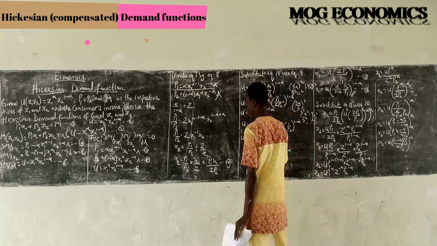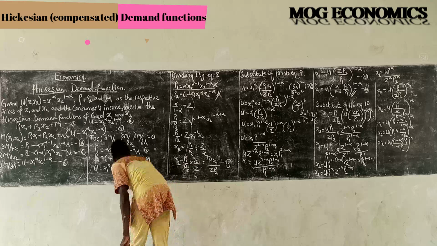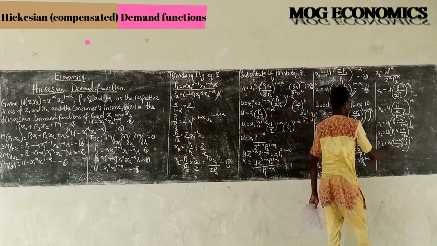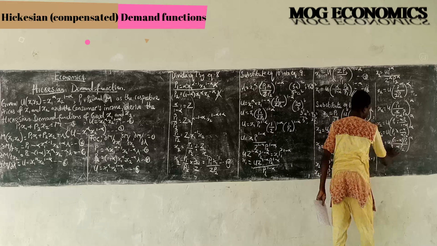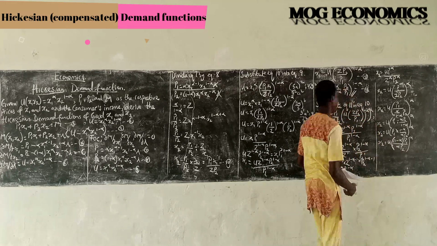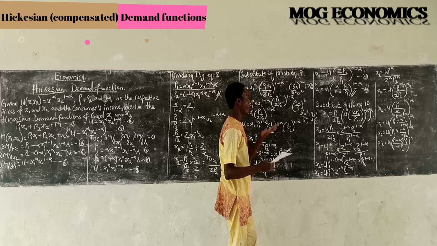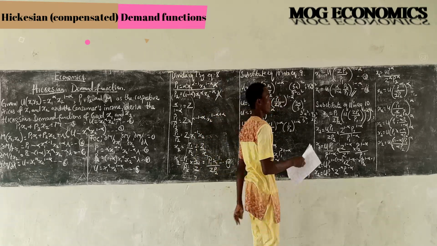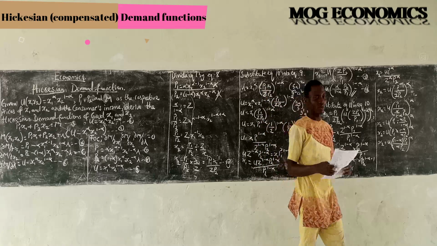Lucky me. So that's about that. Okay, so here you have the Hicksian demand function for x2. If you don't understand this very well, this might be a problem, but no, you're cool, right?